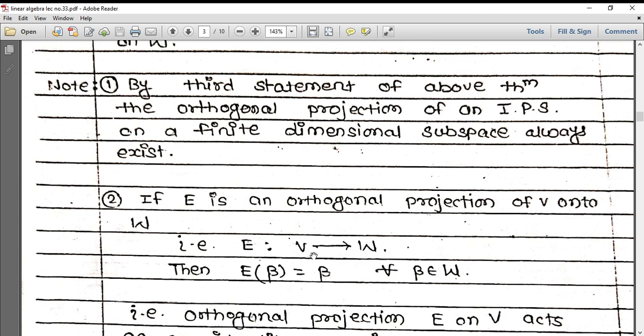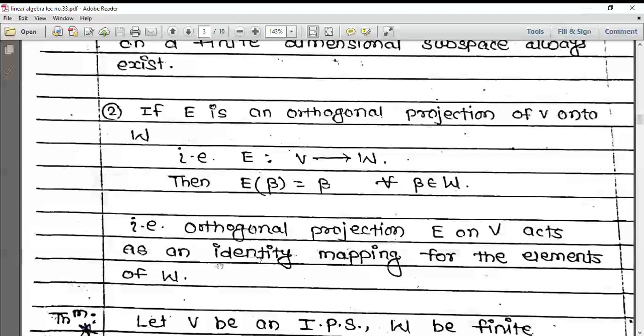Here W is a subspace of V and V is the inner product space. That is, the orthogonal projection E on V acts as an identity operator, or identity mapping, for the elements of W.